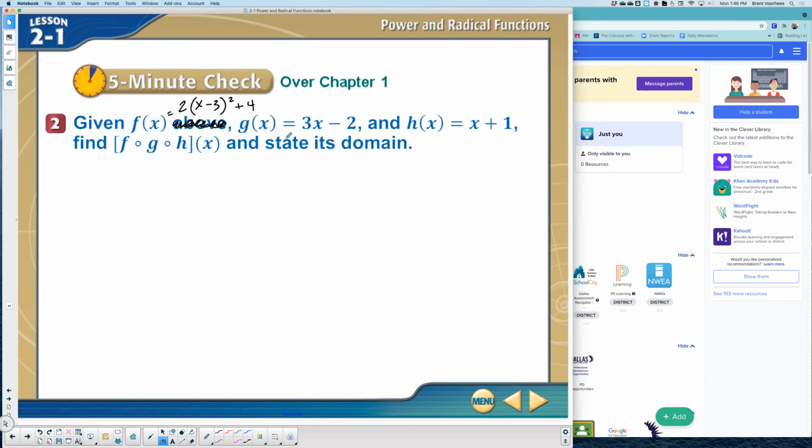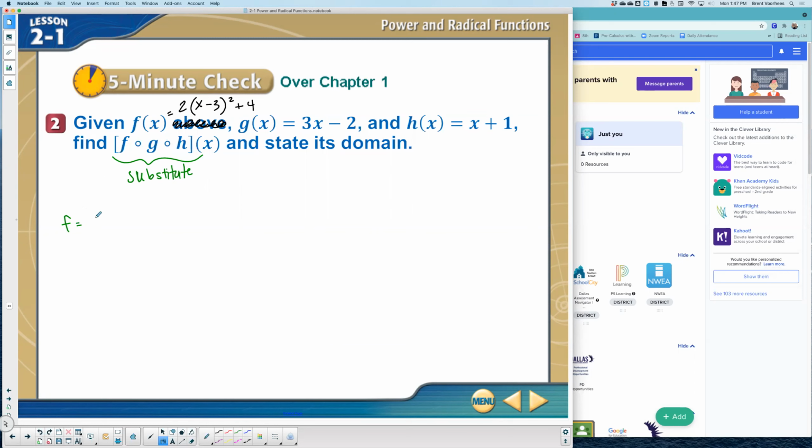It says here's f, here's g, here's h. Find f of g of h of x. What does that even mean? Substitute. This is your third topic from chapter 1 that you really need to know. This means to substitute. And what are we substituting? We're going to take the equation h and substitute it into g, and then that equation into f.